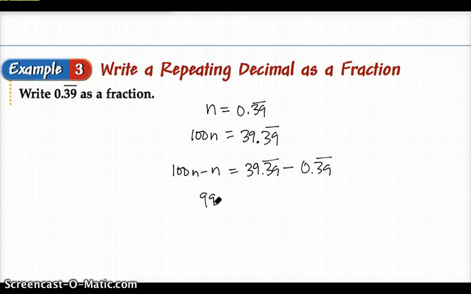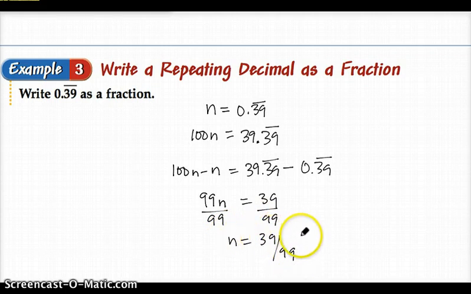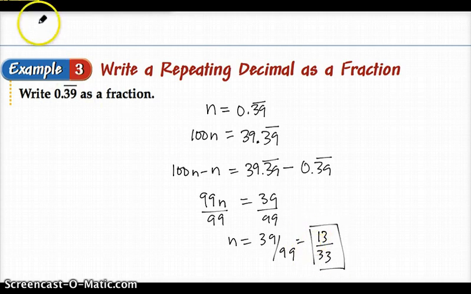What I get on the left side is 99n, and what I get on the right side is just the number 39, because I've gotten rid of all the repeating parts. Now I'm going to divide both sides by 99, and we have the fractional version of this answer, 39/99. Can I reduce this? Of course I can. I can divide top and bottom by 3, and so I get 13/33, and I think that's the best I can do. So 13/33 is the value of n.